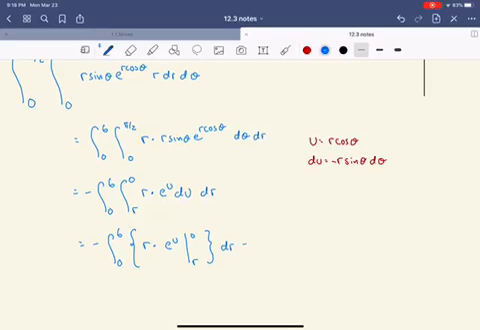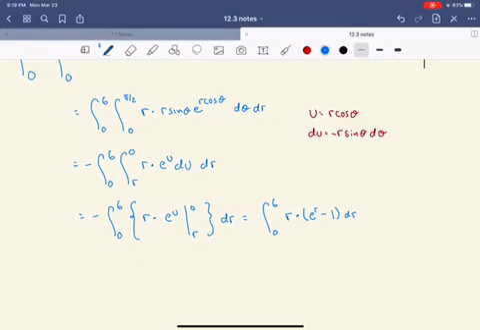dr. So now I'm going to flip it. So it's going to be the integral from 0 to 6 in r of r times e to the r minus e to the 0, which is 1, dr. Okay, so now you have to do an integration by parts here, but I'm going to leave that to you to finish off the problem.